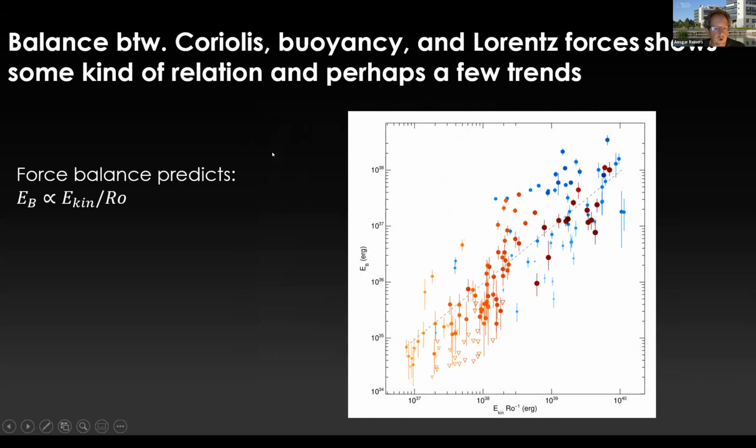So from force balance, you would predict something that goes like the equation to the left. So the magnetic energy should be proportional to the kinetic energy the star has, divided by the Rossby number. And if you plot this, well, you get this kind of thing here. And you can say, yeah, there's a trend, or you can say, no, there's too much scatter. And I leave this to you to decide.